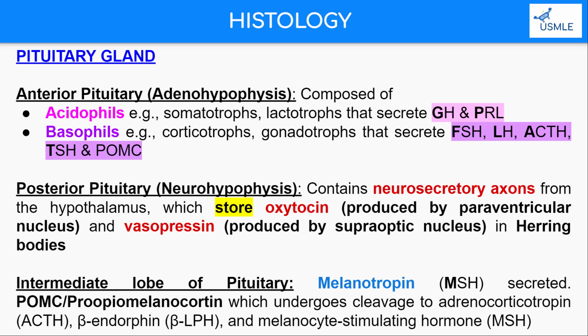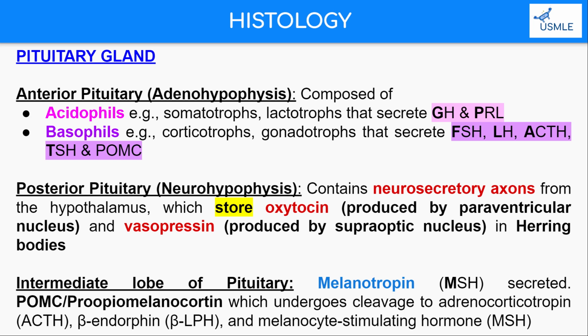The anterior pituitary, or the adenohypophysis, is composed of acidophils and basophils. The acidophils include somatotrophs and lactotrophs that secrete growth hormone and prolactin. The basophils include corticotrophs and gonadotrophs that secrete FSH, LH, ACTH, TSH, and POMC. You can remember this by the mnemonic FLAT.